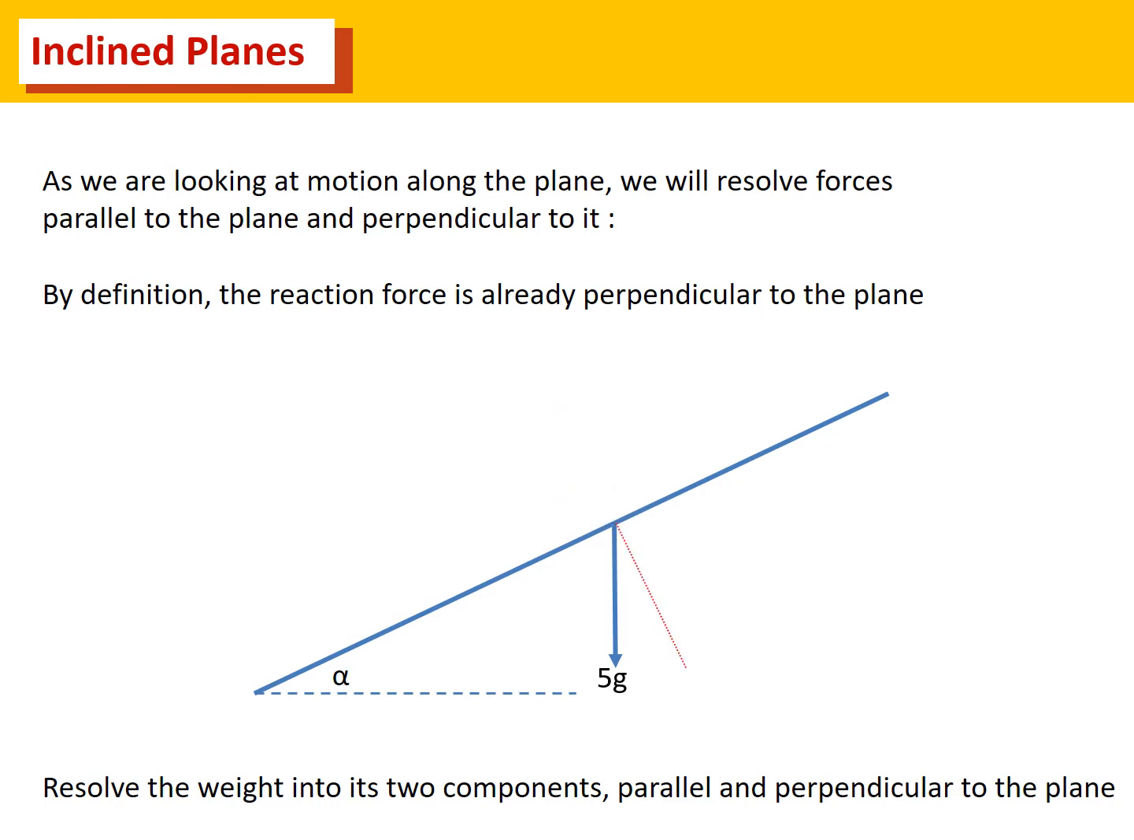So, to find our resolved forces, we draw, as you may remember, lines perpendicular and parallel at the start and at the end. Now, if we have alpha as our angle between the horizontal and the incline, this angle here would be 90 minus alpha, which means this angle here must be alpha again. So consequently, the component into the plane is 5g cos alpha, and the component down the plane is 5g sine alpha.